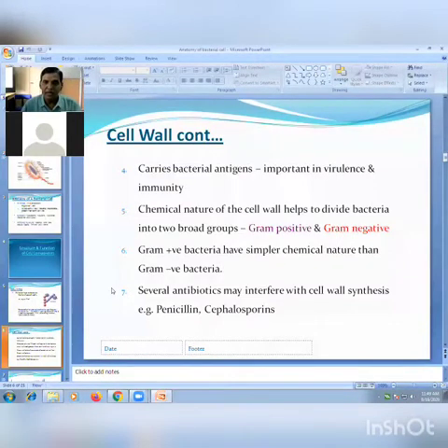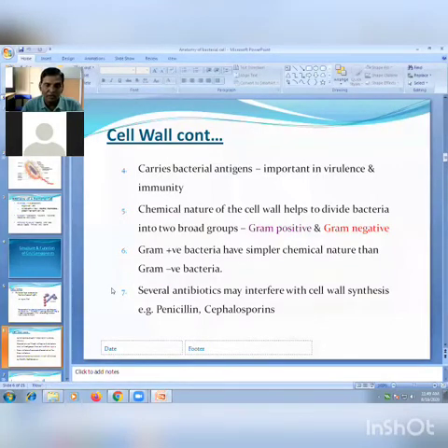The cell wall carries bacterial antigens. A few bacterial antigens are present that are important in virulence and immunity. Such virulence or antigen structures are present, for example, lipopolysaccharide. Lipopolysaccharide is present on the surface of gram-negative bacteria, and it is antigenic in nature. Such an antigen is known as O antigen.